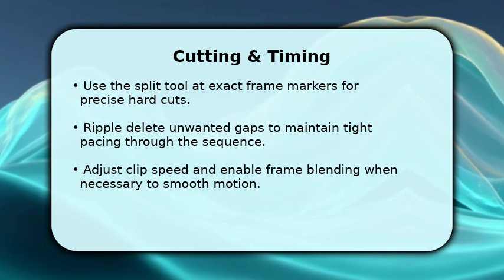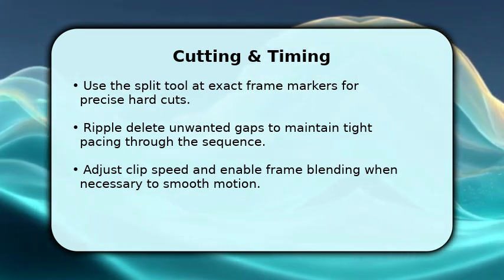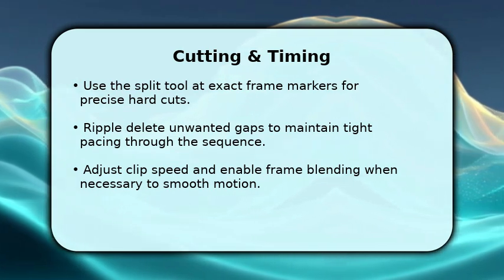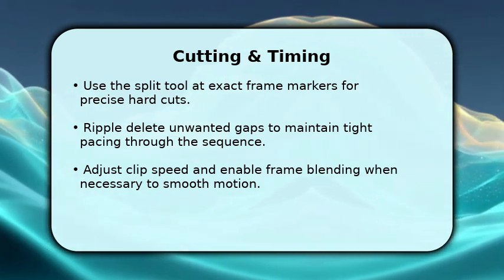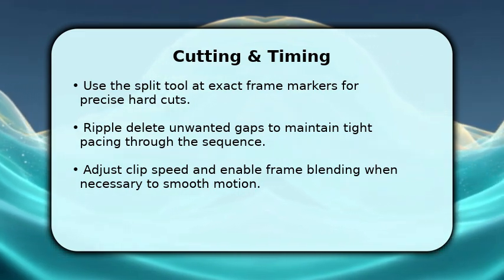When changing speed, preview motion and toggle frame blending for smoother transitions. Use snapping to align cuts with beats or action, and nudge clips by one frame for micro adjustments that make edits feel crisp and intentional.